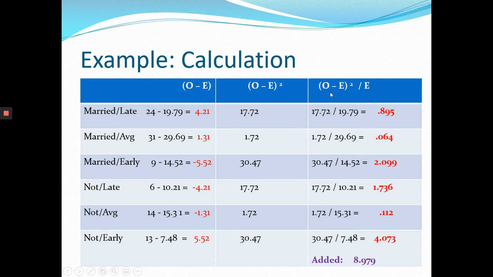And finally, we just have to take that value, O minus E squared, which is here, and divide that by E. 1.72 divided by E. Well, where's the E? The E is right here, 29.69. So for this cell, the value of this is 0.064. And then we can do the same thing for married and early.